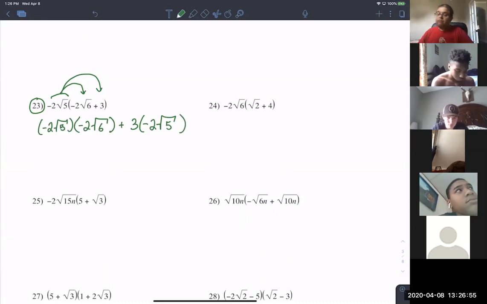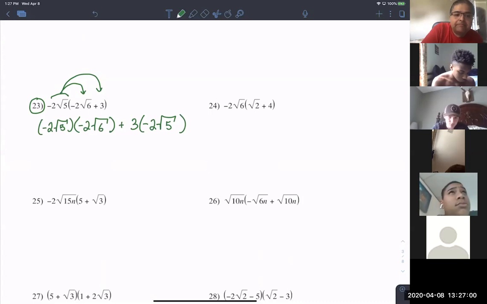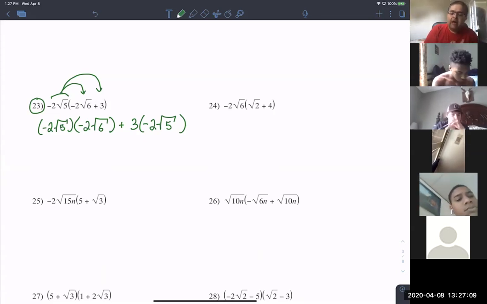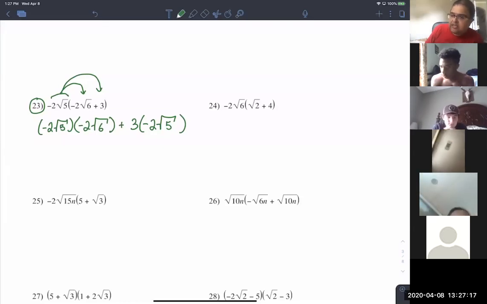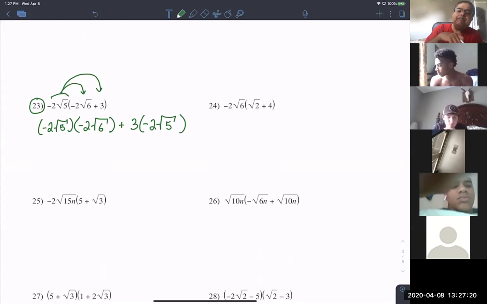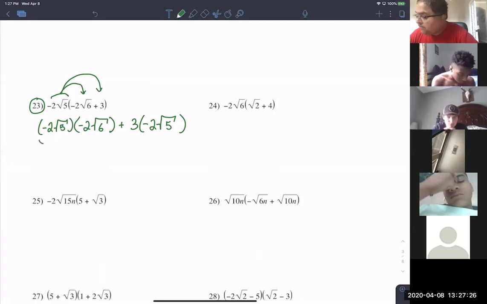Now, when I'm multiplying radicals, what gets multiplied? The number inside the square root? Right. So the numbers on the outside get multiplied together, and the numbers on the inside get multiplied together. This is different from adding. When adding and subtracting, you just add or subtract the outside and the inside stays the same. When you're multiplying, the outsides get multiplied and the insides get multiplied. So what do I get when I do this one?